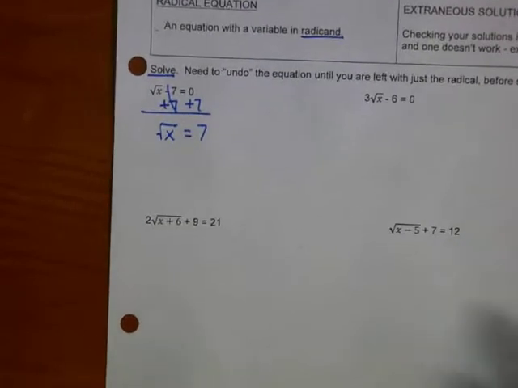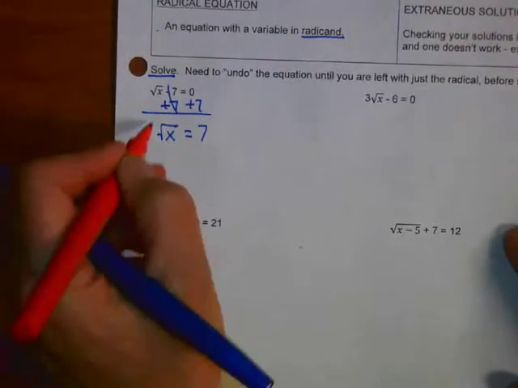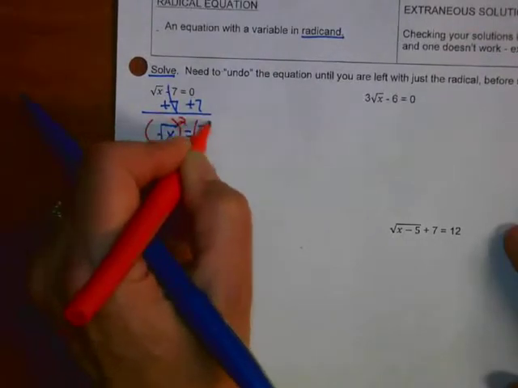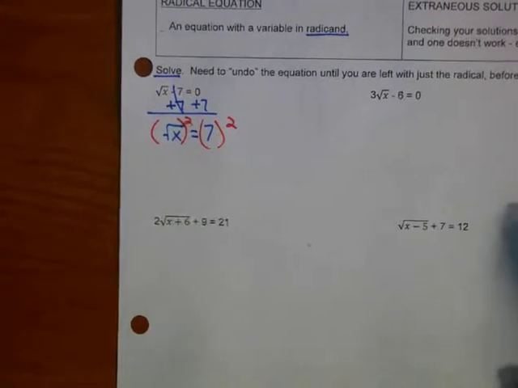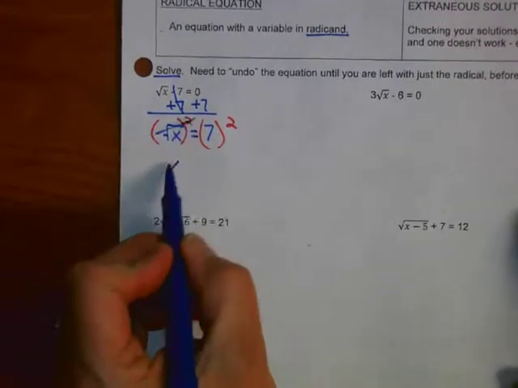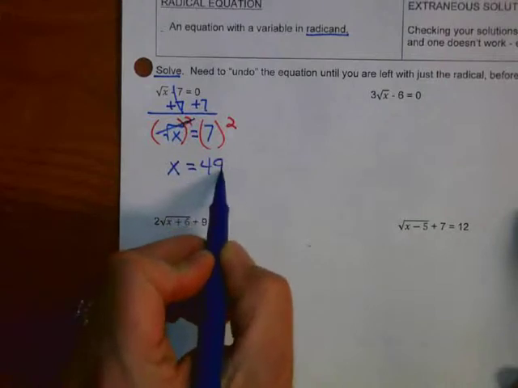Anybody have any idea what to do now? Right on. What were you going to say, Chuck? Square it. Because you know that the square root and squaring are opposite. And they cancel each other out. So in order to get rid of that square root, I'm going to square both sides. These cancel each other out. I'm left with x equals 49.